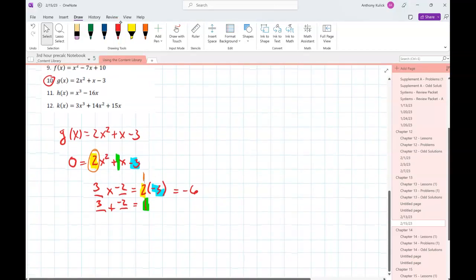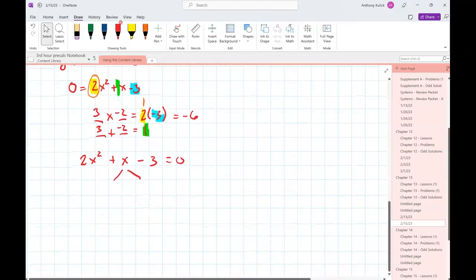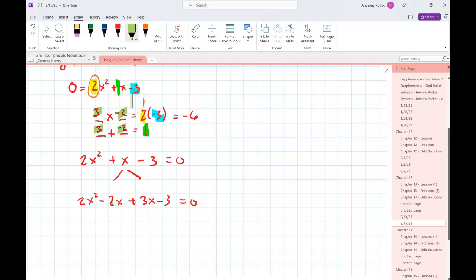That doesn't give me the factors. What that does is it tells me how to break up that x term. So I need to break that x term up into negative 2x plus 3x. These two numbers tell us how to break up that linear term. Because what is negative 2x plus 3x equal? X. Right? It just tells us how to break this thing apart.